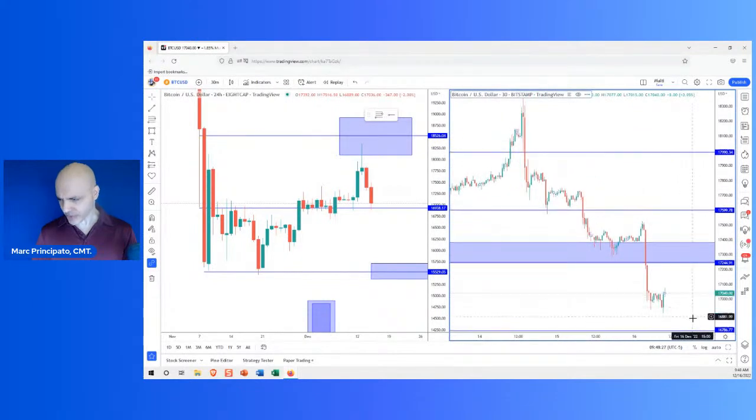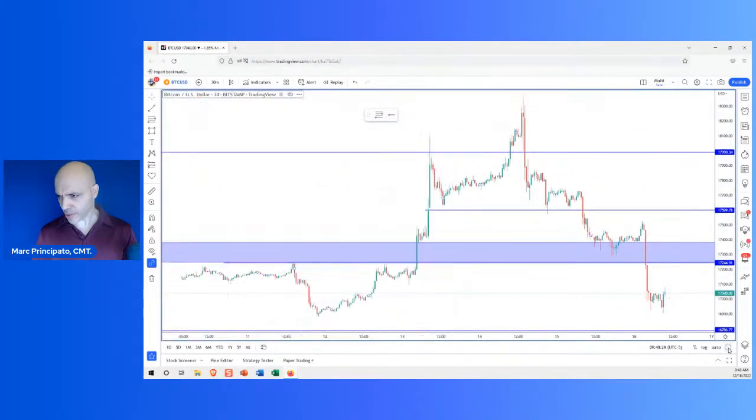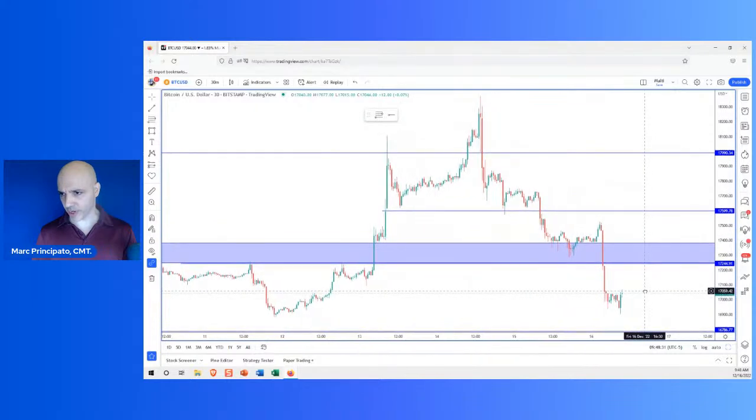All right, let's expand this chart. This is the 30-minute chart. As you can see, I have all these lines on the chart. Those are levels. But the first thing I'm interested in is the general structure. What do we have here? We have a high over here, a lower high section over here, and another lower high section over here.